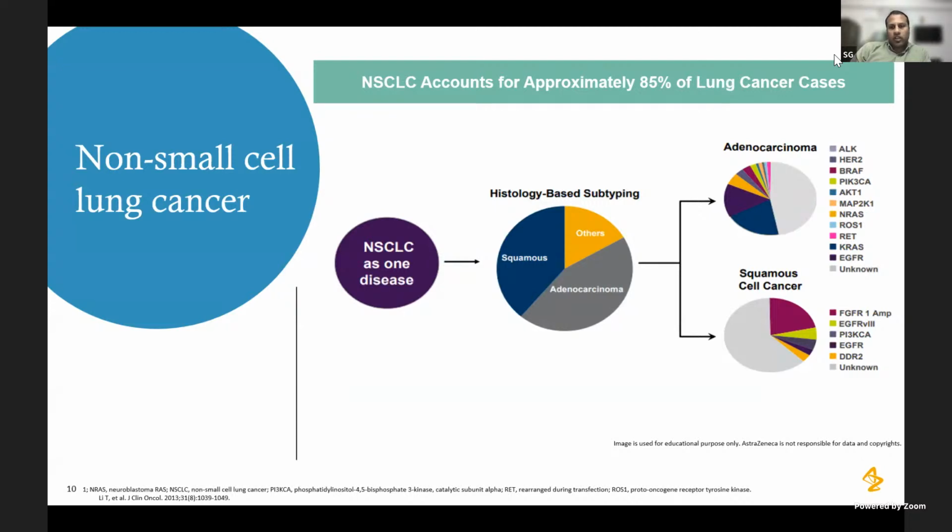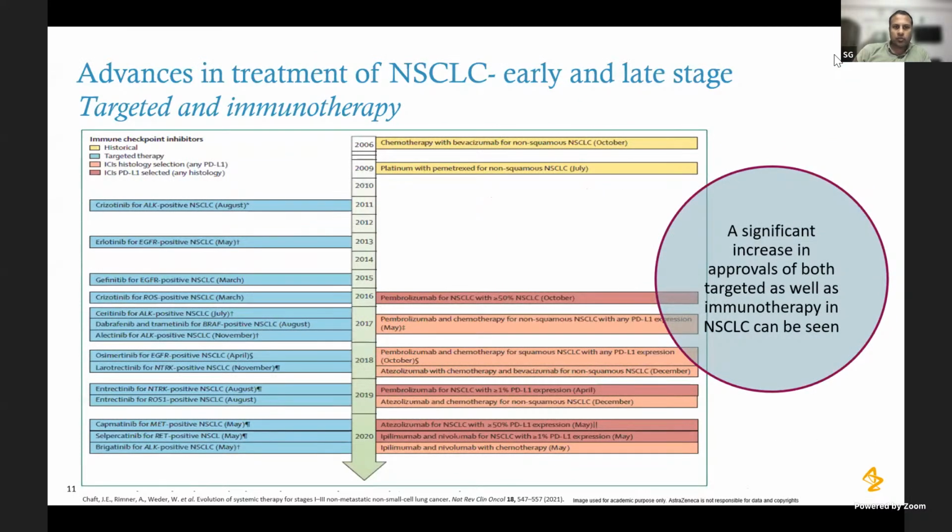Non-small cell lung carcinoma constitutes around 85%. The survival outcome of non-small cell carcinoma has markedly improved over the last 10 to 15 years because of the identification of various molecular markers as well as targeted therapy based on these molecular markers. So, adenocarcinoma, as Dr. Rakesh discussed, has multiple targetable mutations which have to be tested in all cases of adenocarcinoma, which include ALK, HER2, BRAF, PIK3CA, AKT1, NRAS, ROS1, RET, KRAS, and EGFR. In squamous cell carcinoma, FGFR and PIK3CA are seen, but there is not yet an approved therapy for squamous cell carcinoma.